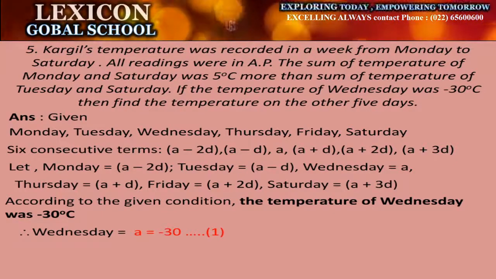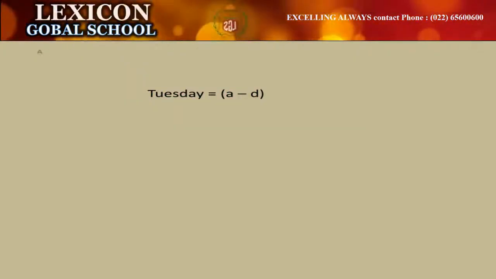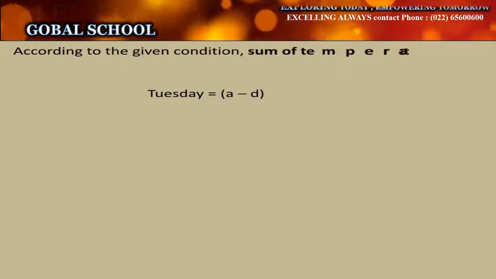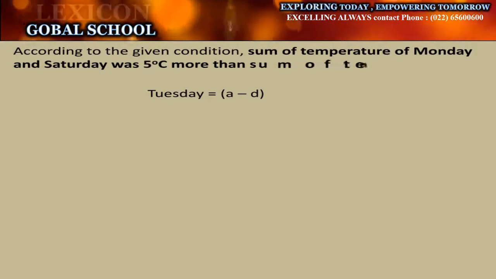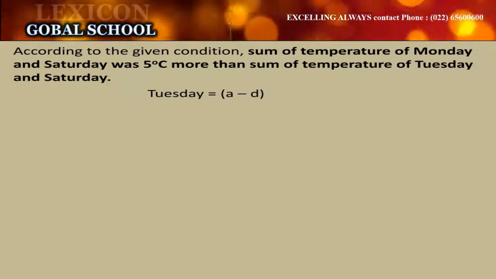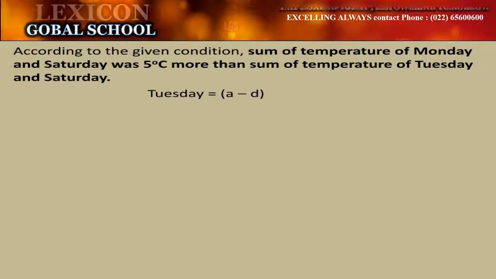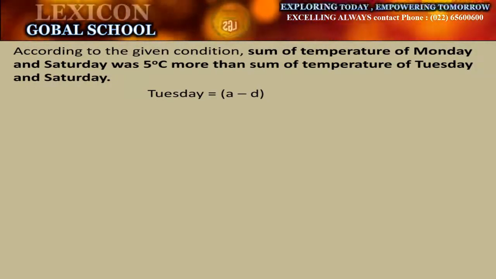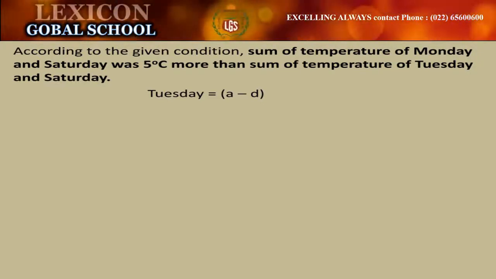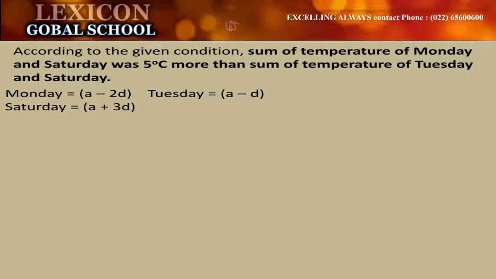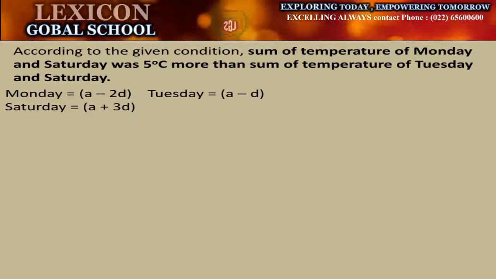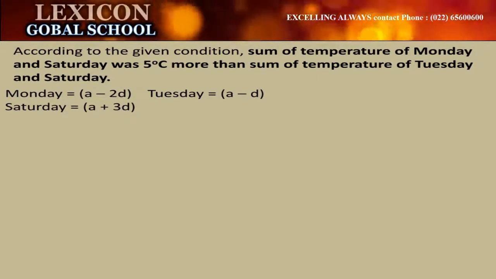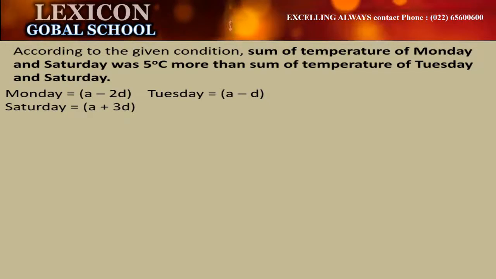So your second condition says, according to the given condition, sum of the temperatures of Monday and Saturday was 5 degrees Celsius more than the sum of temperatures of Tuesday and Saturday. We have Monday, Saturday, we have Tuesday, Saturday. So I have written the value of Monday and Saturday as well as Tuesday. Your first condition says sum of temperature of Monday and Saturday. So add Monday and Saturday.